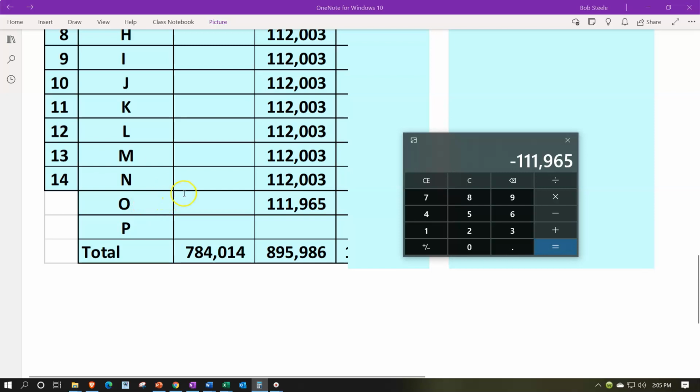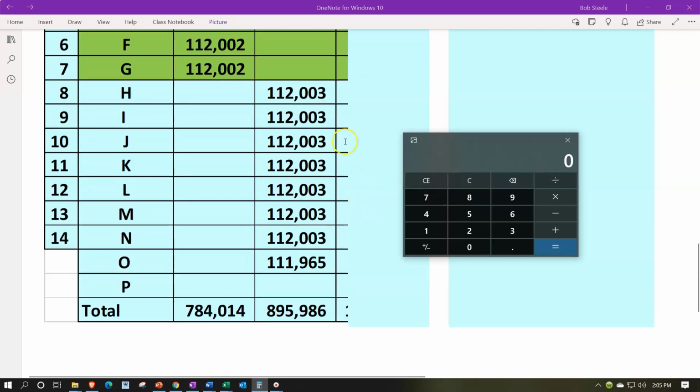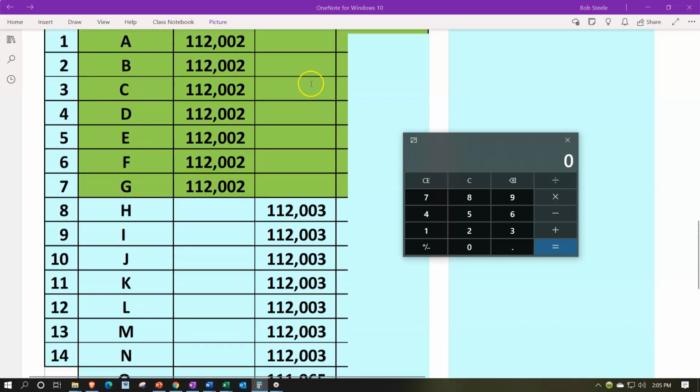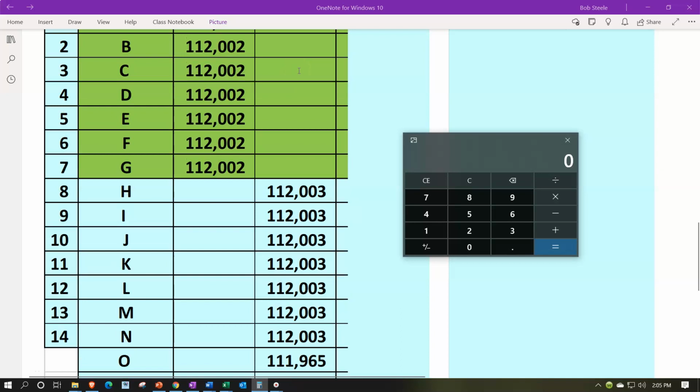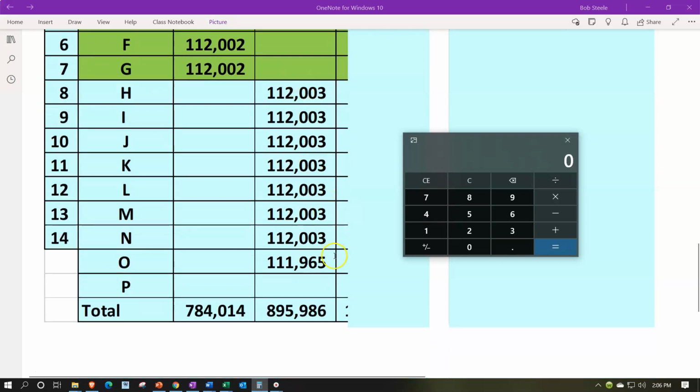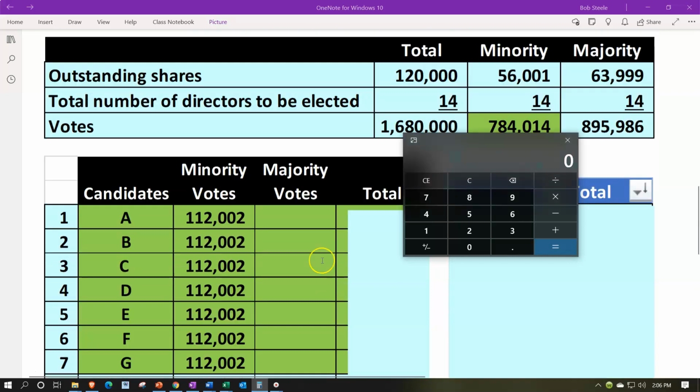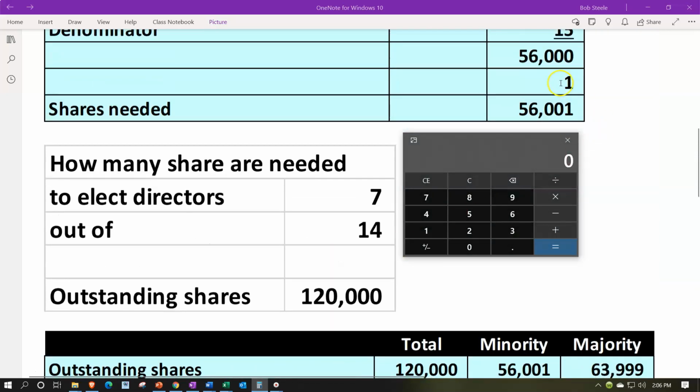Now, you might say, well, what if they could try to get it even closer by making this 112,002 so that all their candidates tie our candidates. But I don't believe that, even if they did that, would clear this number. And I believe that's one of the reasons you have this +1 kind of calculation up top.